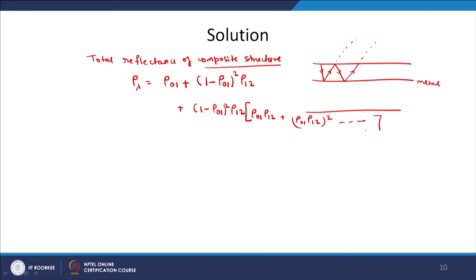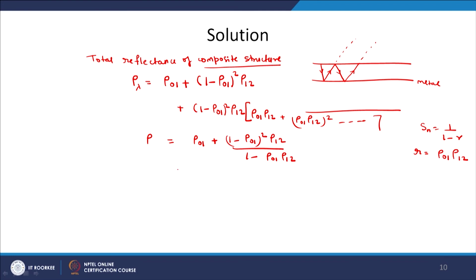So, this is a geometric series with a sum. The sum of a geometric series is given, for infinite terms, by 1 over 1 minus r. So, r is the value of the coefficient that we are multiplying with, rho 0 1 rho 1 2. So, for this series, the reflectance will be equal to rho 0 1 plus (1 minus rho 0 1) squared rho 1 2 over 1 minus rho 0 1 rho 1 2. So, all these values, rho 0 1 and rho 1 2, we have calculated already.